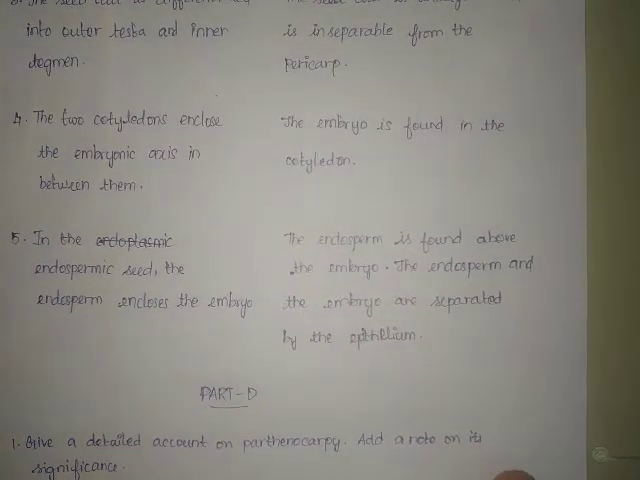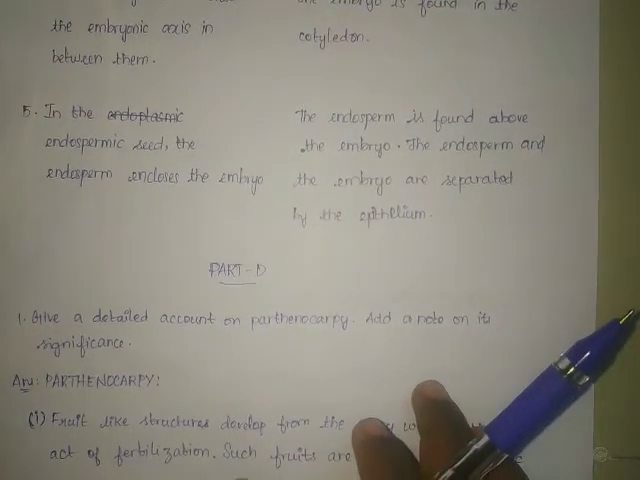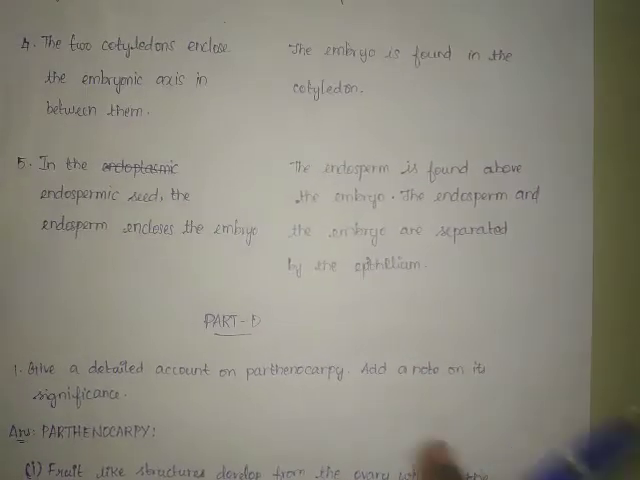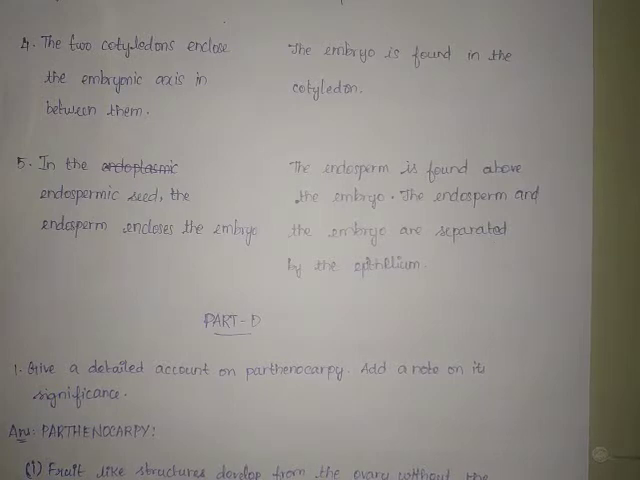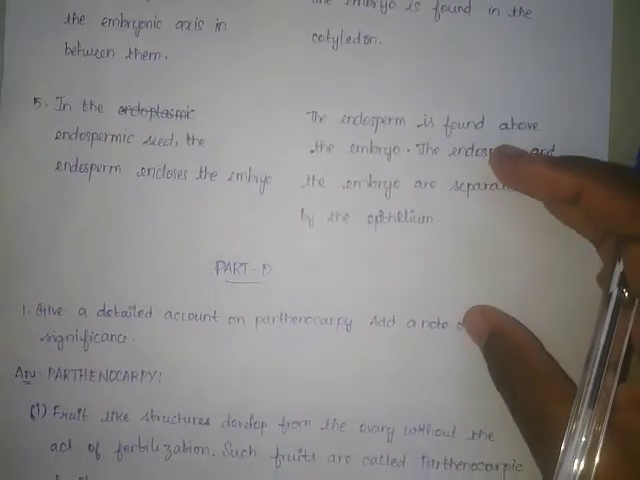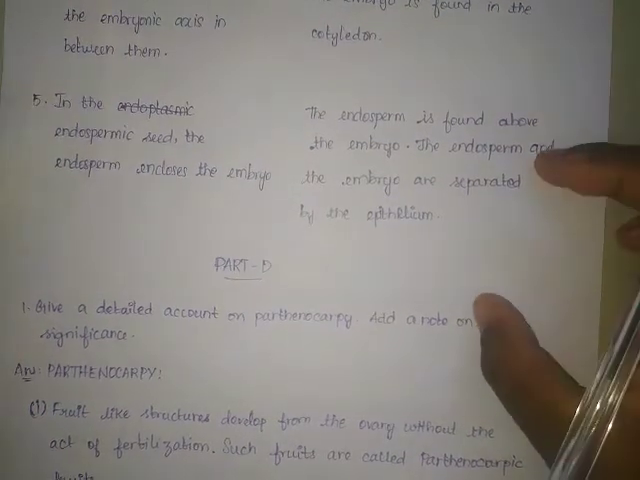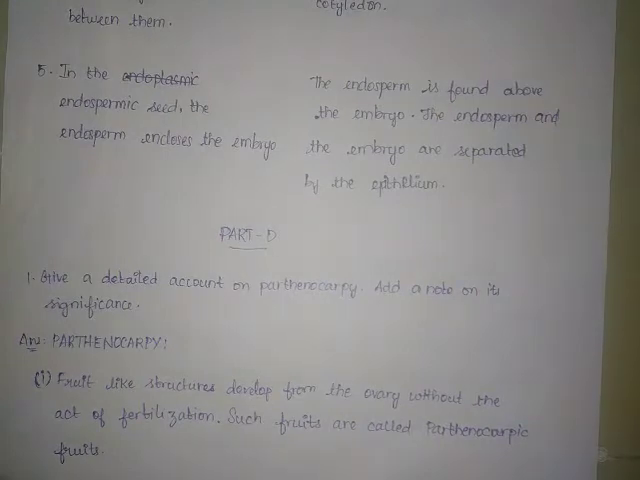So we have completed part C. Now we are going to part D. The question is, give a detailed account on parthenocarpy, add a note on its significance. So we have to write about parthenocarpy and its significance. So first, parthenocarpy, fruit-like structures develop from the ovary without the act of fertilization. Such fruits are called parthenocarpic fruits. This is the first point.